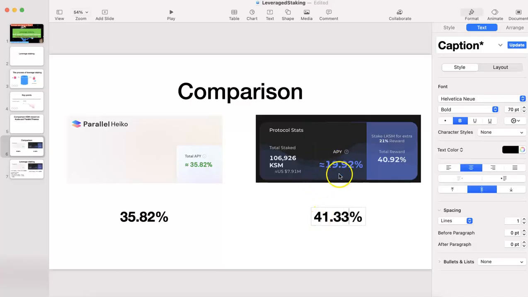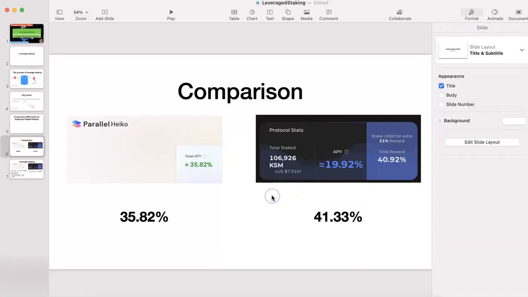So you can see the rewards actually fluctuate. It's not fixed. That's another risk. You have to keep track, and make sure this APR is still high enough, right? So in a direct comparison, obviously Acala is better.